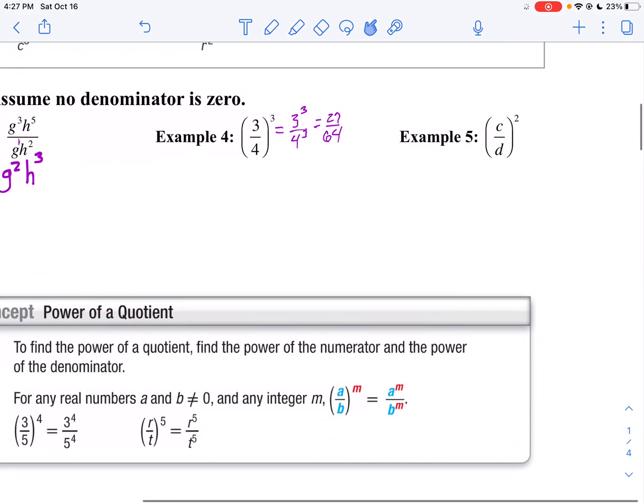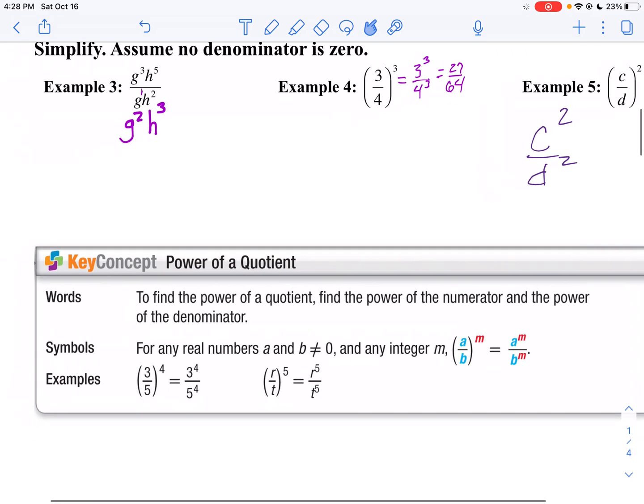And then let's take a look at the last one. I've got c squared over d squared. It just means c over d times c over d, which is c squared over d squared. You can just apply that exponent to the numerator and the denominator.